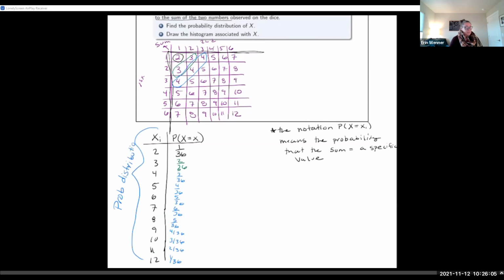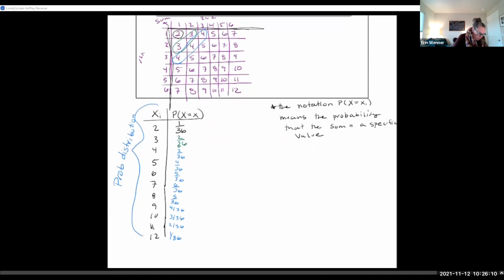So we now want to transfer that to a histogram. If we're going to draw a histogram, the horizontal axis is going to be the values that are in xi, meaning those are our outcomes. So what is the first possible outcome we can have? We can have 2, 3, 4, 5, 6, 7, 8, 9, 10, 11, and 12. So those are what go on the horizontal axis.